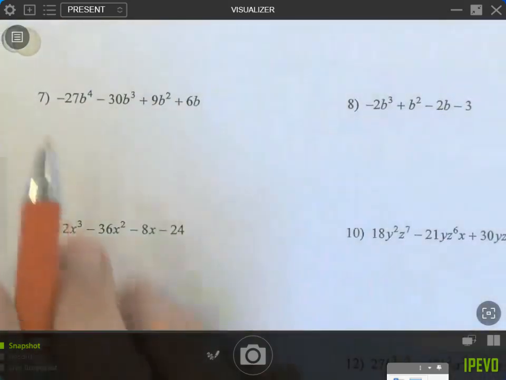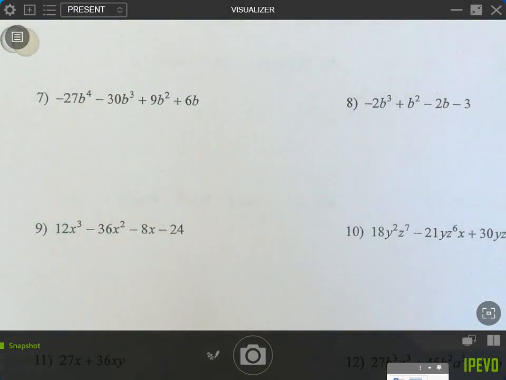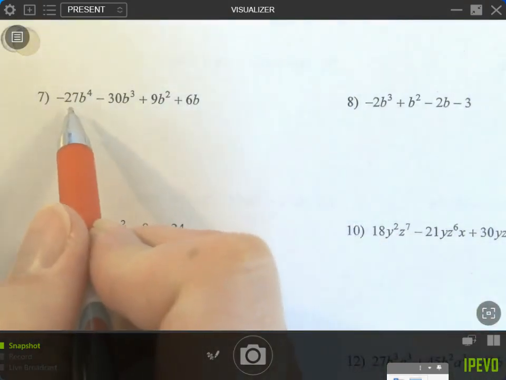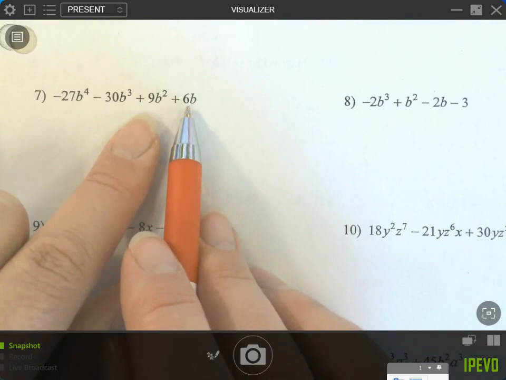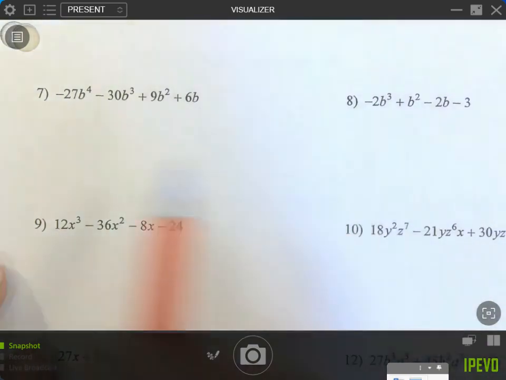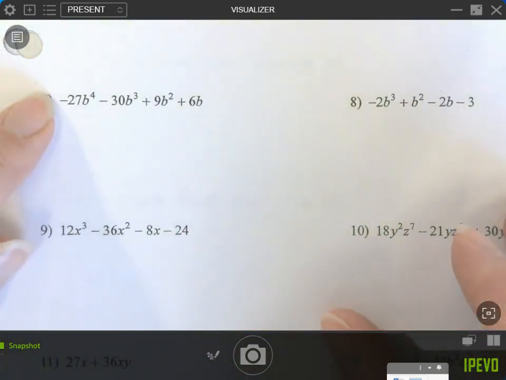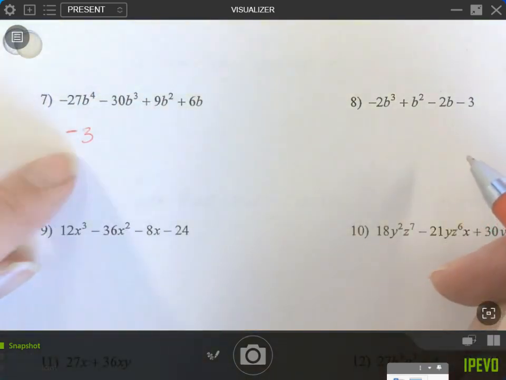Number 7 has 4 terms. Now, when they had 4 terms, we were factoring by grouping, but the directions on the front are just factor the common factor out. So I'm looking at 27, 30, 9, and 6. So I'm looking at the 9 and the 6. What do they have? A 3? Okay. Can everything here divide by 3? Yes. Sure. Now, you have the option. When the front number is negative, I normally take out a negative number. You don't have to. So I'm going to take out a negative 3.